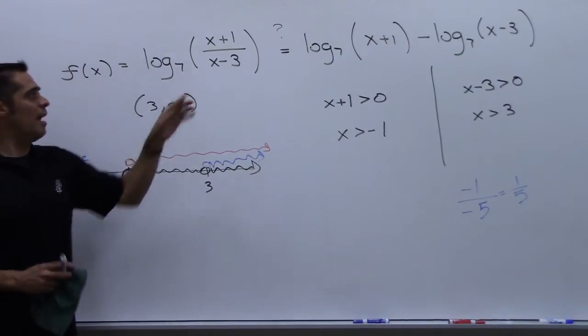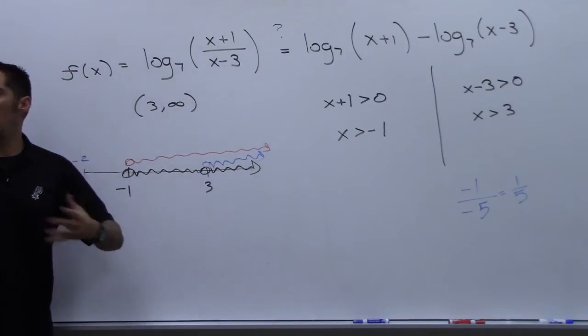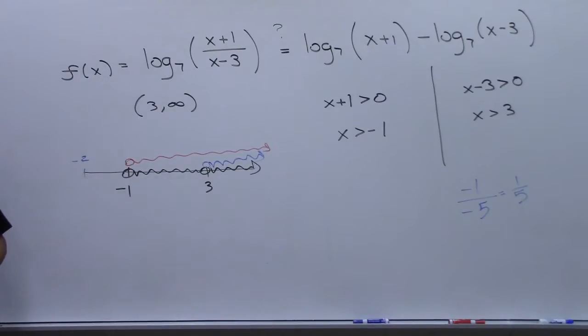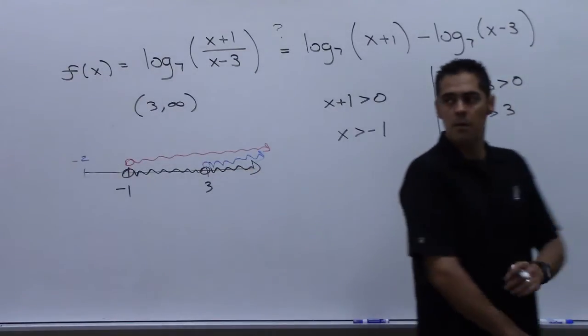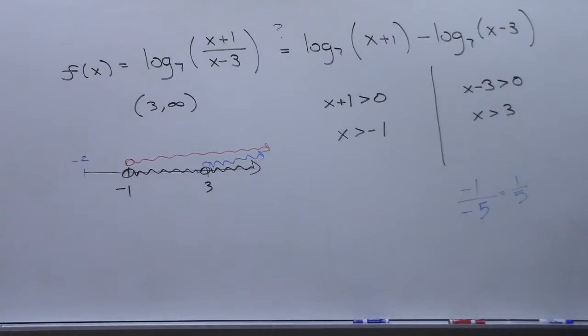So what do I look at, that one or this one? How was the problem originally given to you? You need to look at the whole picture. So basically, the first answer that came up, 3 to infinity, is the correct one, because at the end of the day, you can't have the bottom be 0.